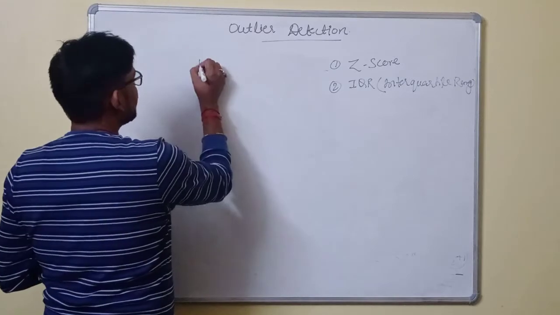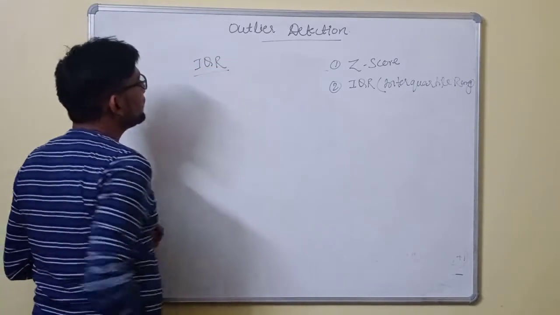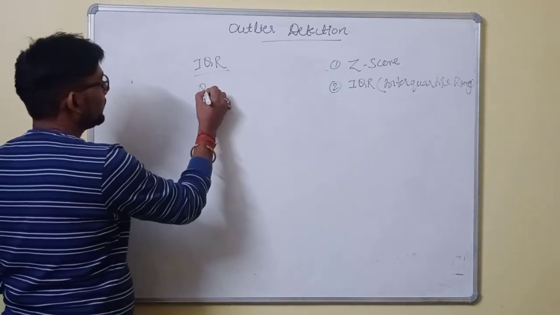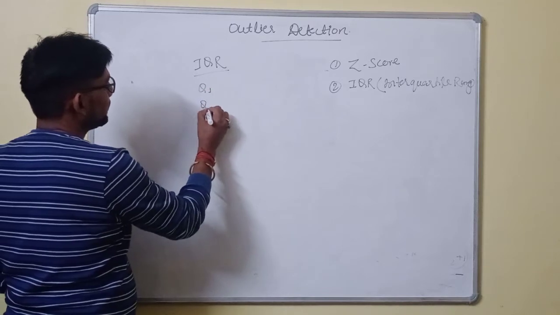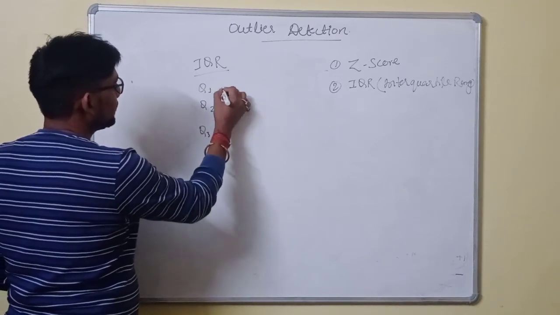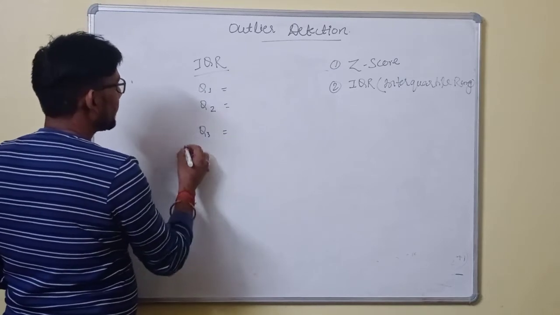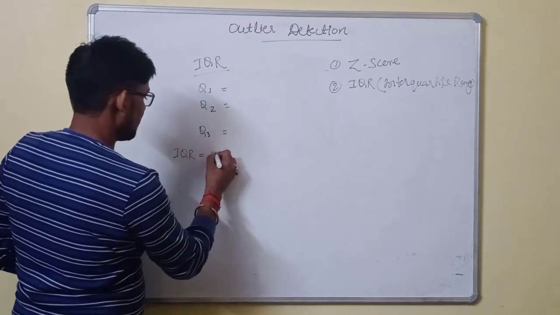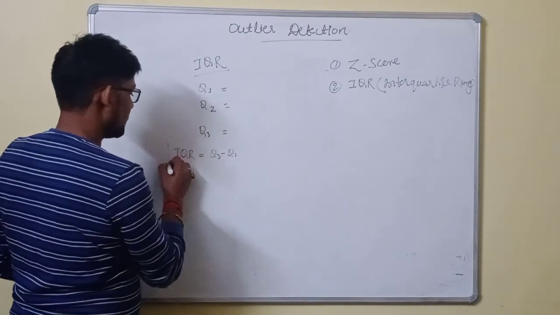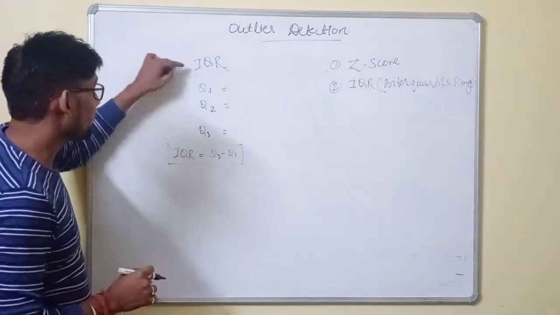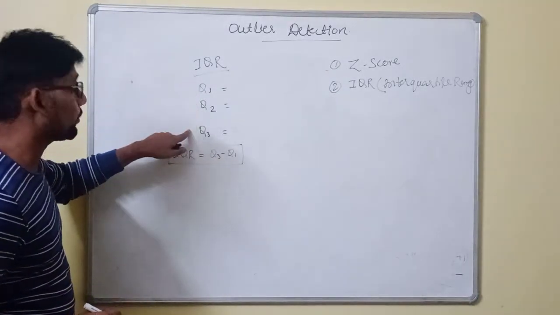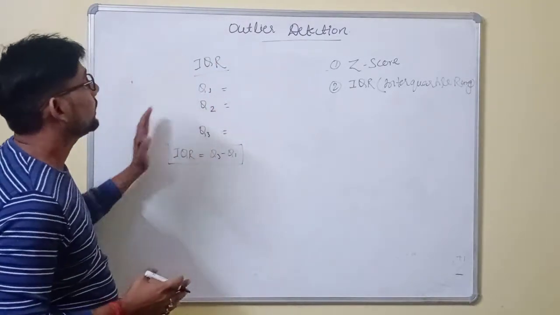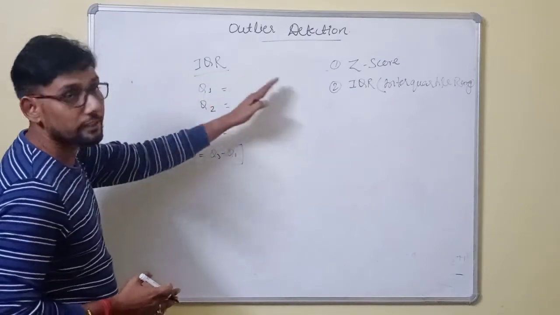The second method is IQR, the interquartile range. In this interquartile range, we define quartiles like Q1, Q2 and Q3, three quartiles, and calculate the IQR value by Q3 minus Q1. This is the IQR value. Don't worry, I will explain each and everything, what is Q1, what is Q2, what is Q3. First, it's a big picture: how we detect the outliers using the interquartile range method.